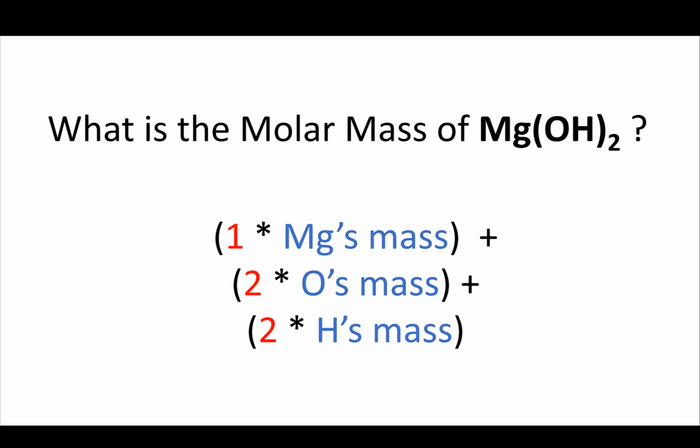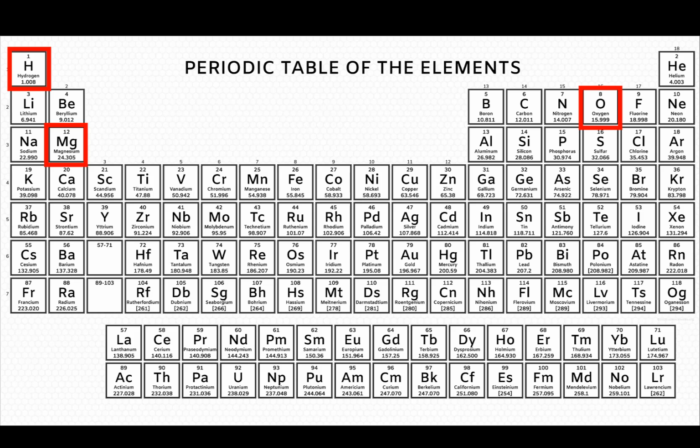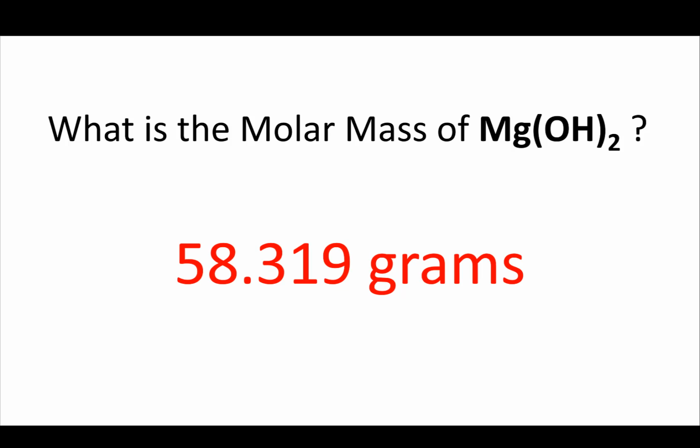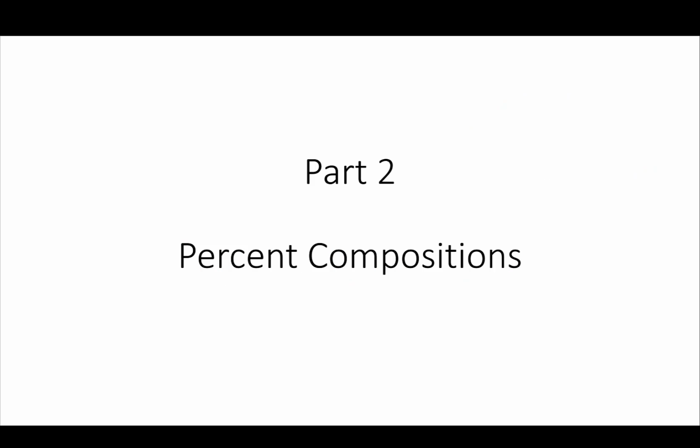I can figure out the molar masses by looking at a periodic table. Magnesium's mass is about 24, hydrogen's is about 1, oxygen's is about 16, so you can plug those in. You can round them if you want, but I'm not rounding them. So 1 times magnesium's mass, plus 2 times oxygen's mass, plus 2 times hydrogen's mass, and what you get is 58.319 grams. So that is the molar mass of magnesium hydroxide. If you ever need to use the molar mass of a chemical, just add up the molar masses of all the different parts. So that was part 1.